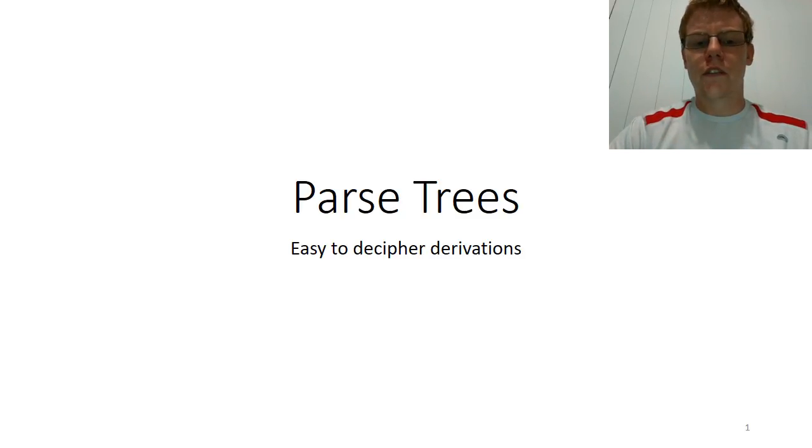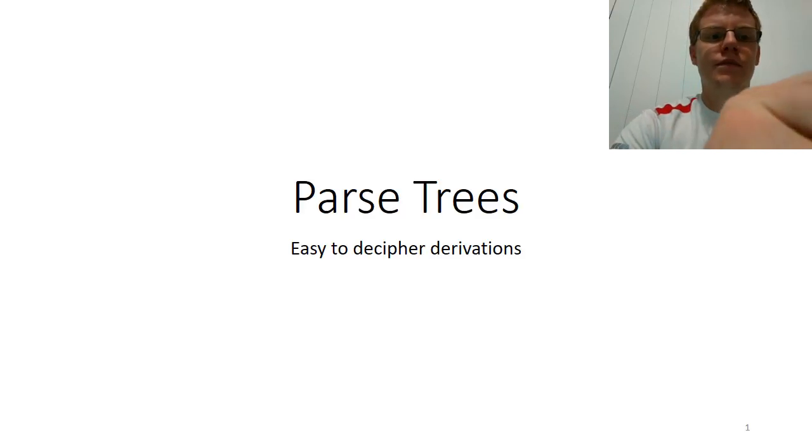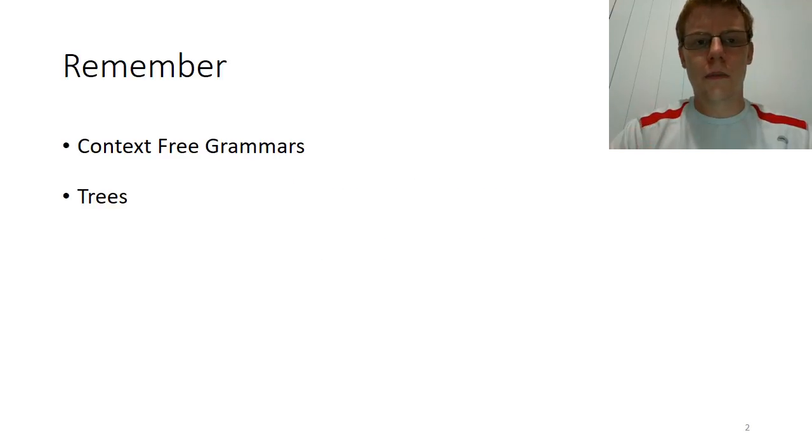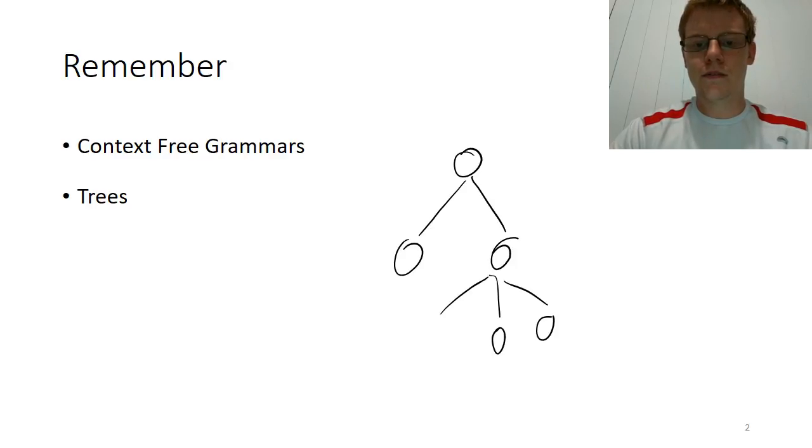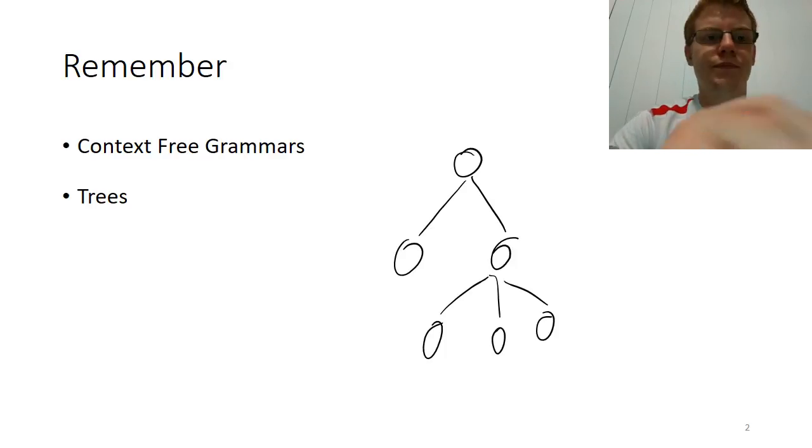There are also representations of the derivation of a string using a grammar that are really easy to visually understand. So all you need to remember for this is what a context-free grammar is and the concept of a tree. That is something that looks like this, as a graph structure.